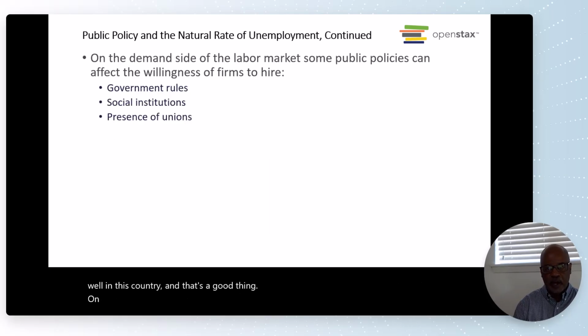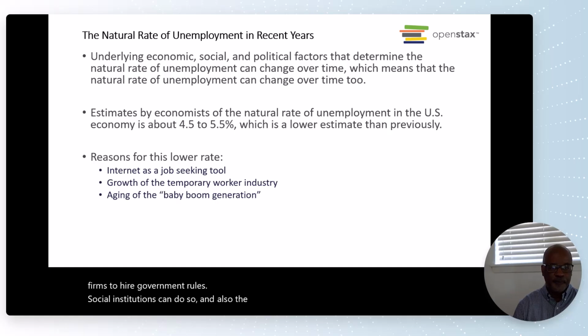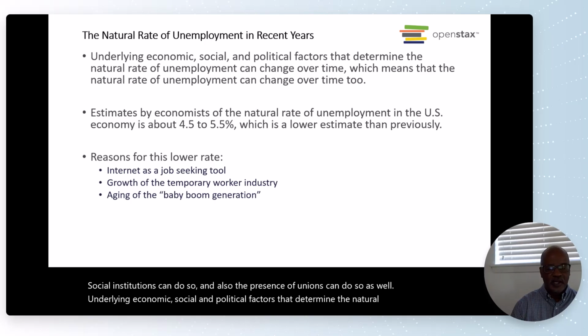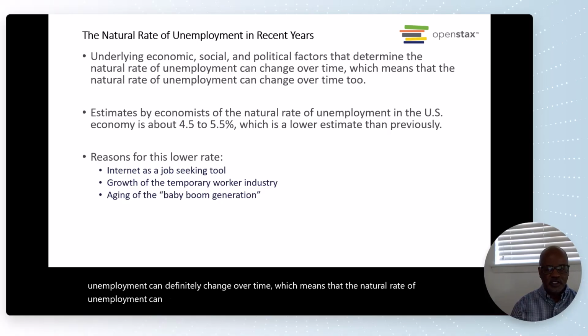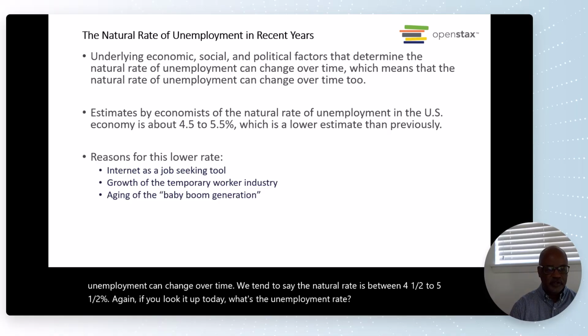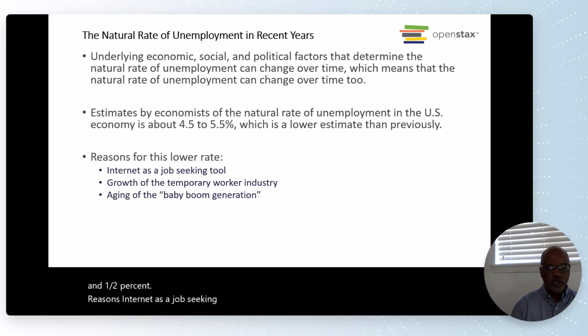On the demand side of the labor market, some public policies can affect the willingness of firms to hire. Government rules and social institutions can do so, and also the presence of unions can do so as well. Underlying economic, social, and political factors that determine the natural rate of unemployment can definitely change over time, which means that the natural rate of unemployment can change over time. We tend to say the natural rate is between 4.5% to 5.5%. Again, if you look it up today, what's the unemployment rate? It's hovering around 4.5%. Reasons: the internet as a job seeking tool, growth in the temporary working industry, the aging baby boom generation beginning to retire.